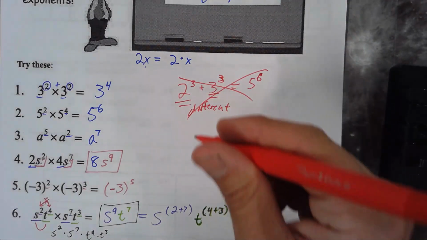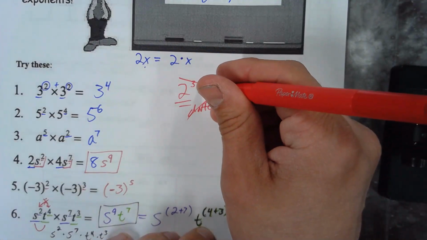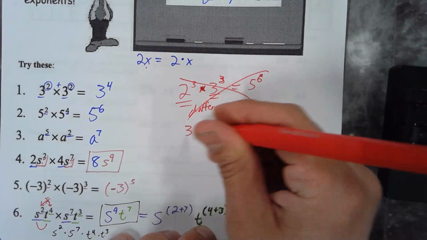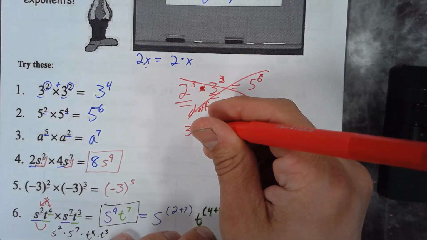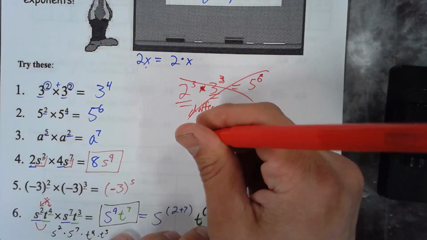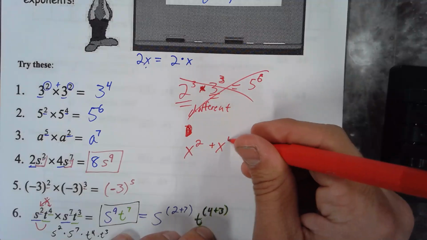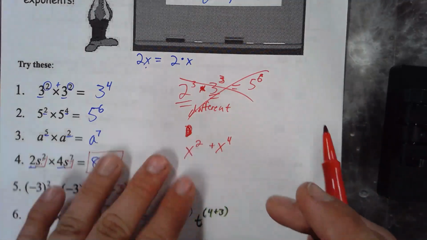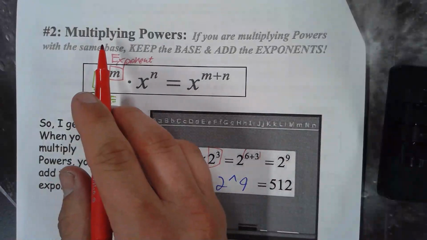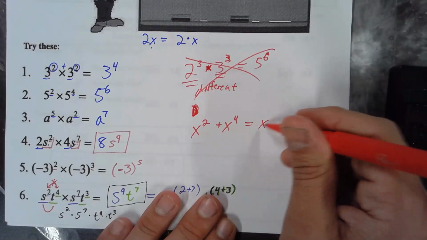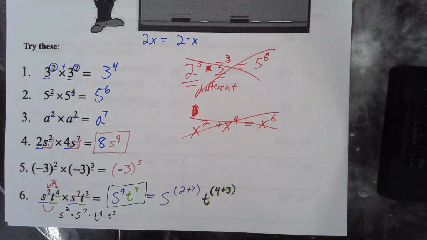Also, if I had something like addition, I'm going to use some letters. If I had x to the 2nd plus x to the 4th, remember this rule is only if you multiply. This is a multiplication rule. So this does not work for addition. So remember the rule is when you multiply numbers, you add the exponents.